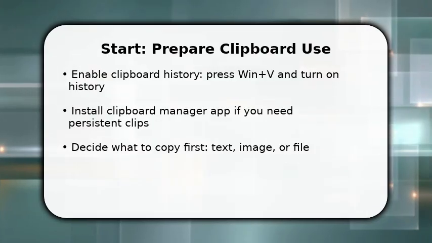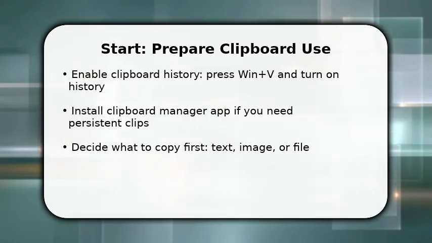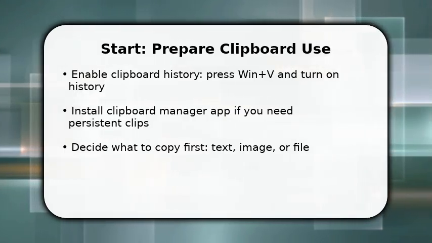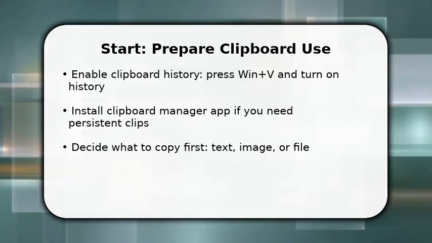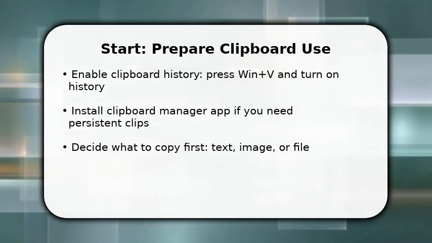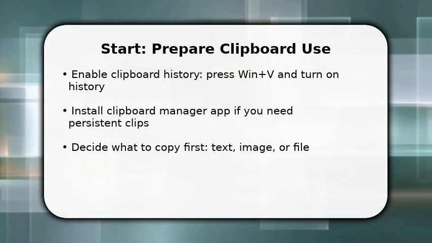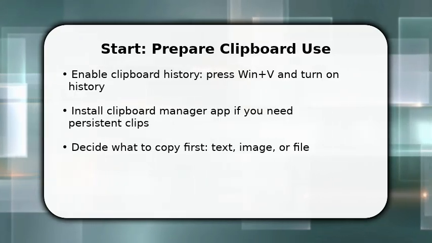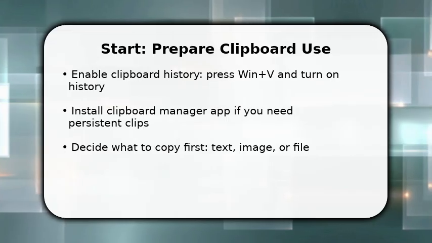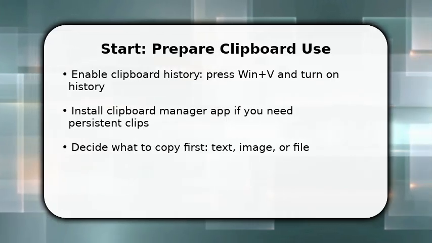You begin by enabling clipboard features so copying works predictably. First, press Win+V to activate clipboard history. This gives you multiple entries instead of one. If you want persistence across reboots or advanced search, install a clipboard manager. Once done, configure sync or retention.